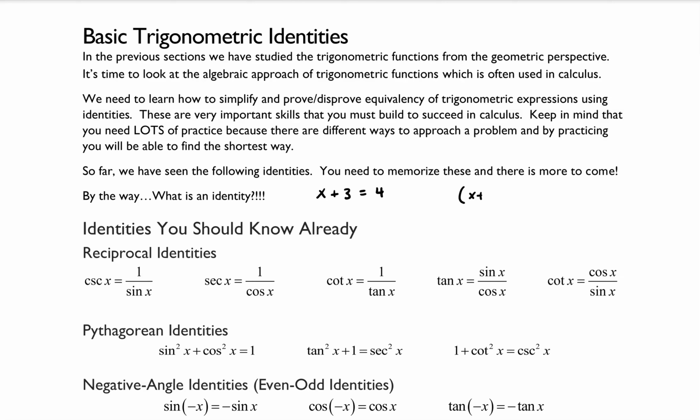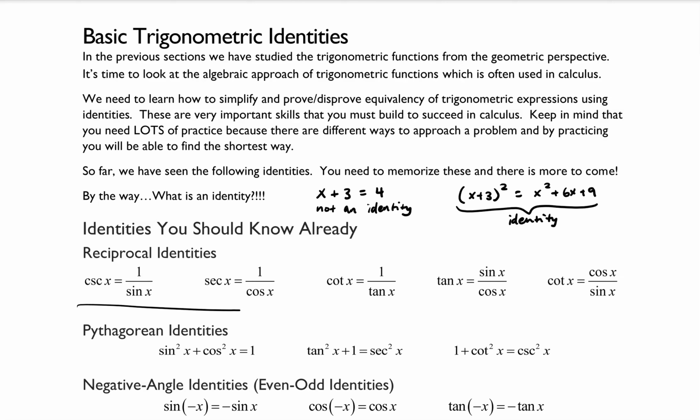Something like x plus 3 squared equals x squared plus 6x plus 9 is an example of an identity because the left and the right thing are always going to be equal no matter what value of x we plug in. So this is not an identity, and this is an example of an identity. But in this class, we are mainly concerned about trigonometric identities, so equations that hold true for trig functions no matter what value for x we plug in.